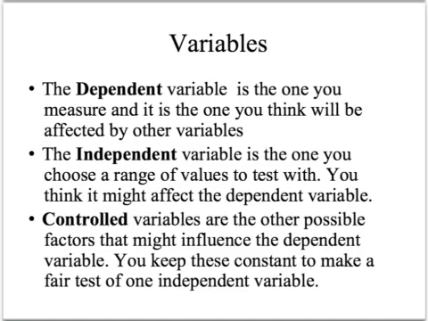Okay, so this will just remind you of the key ideas involved with conducting a fair test in physics. First thing to remember are the kinds of variables that we have. There is the dependent variable, which is the one you measure, and it is the one you think will be affected by other variables. We call those other variables the independent variables. So it's the one you choose a range of values to test with. You also think it might affect the dependent variable.